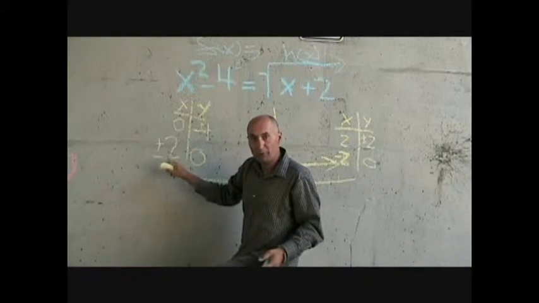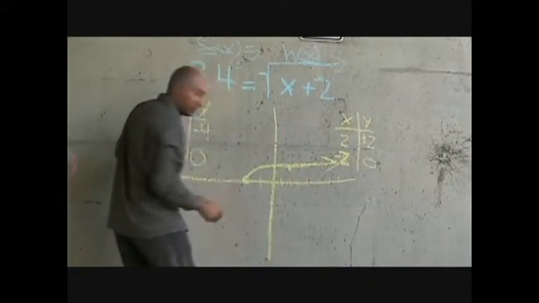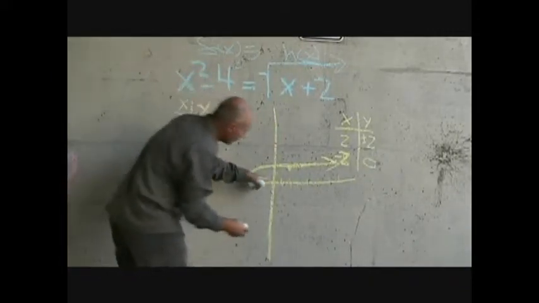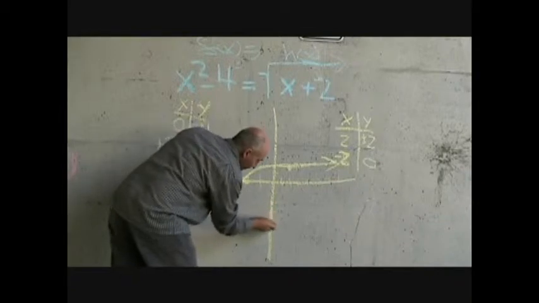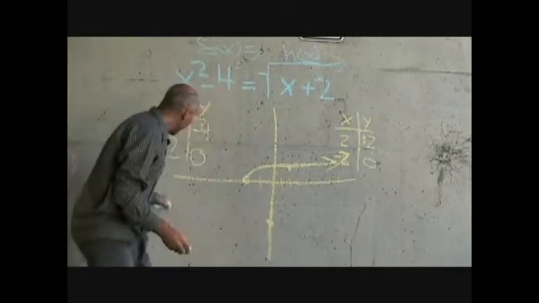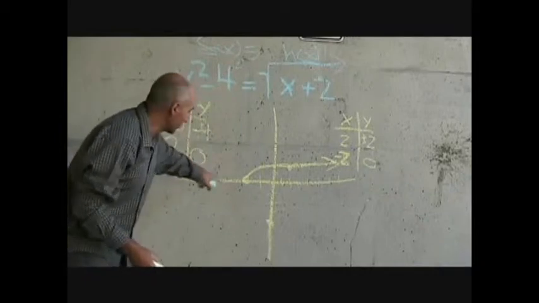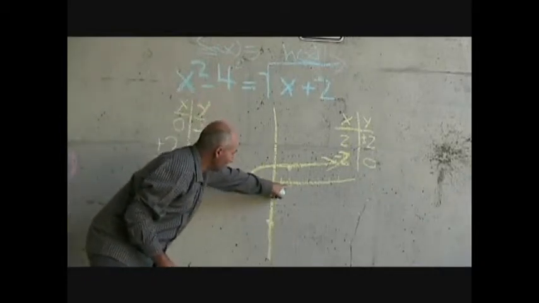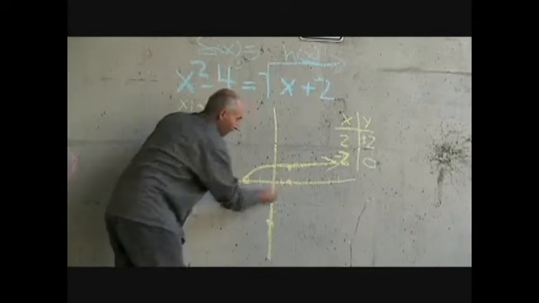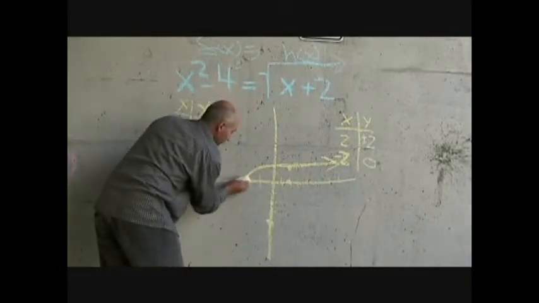So we have 3 points here. 0 and negative 4, and 2 and 0, and negative 2 and 0. So when x is 2, y is 0. When x is negative 2, y is 0.